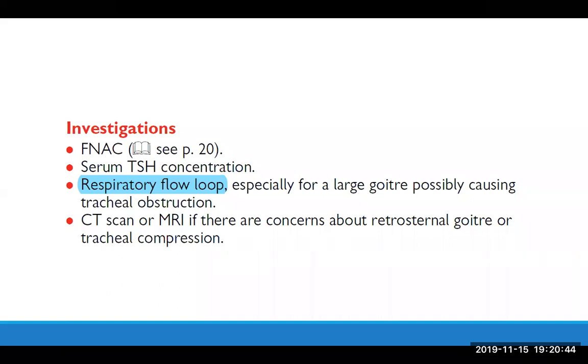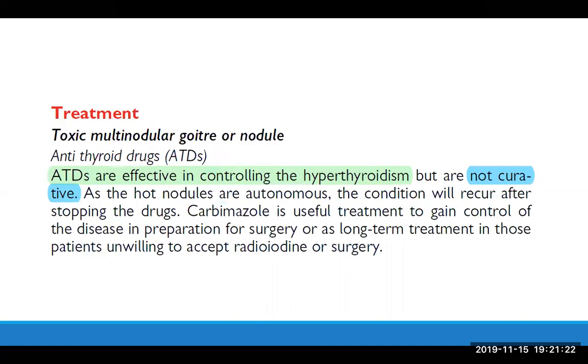Of course, fine needle aspiration biopsy is done according to the ultrasonographic pattern of the thyroid nodule. If it is a pure cyst, there is no role for fine needle aspiration biopsy. If it is U2, for example, no role for fine needle aspiration biopsy. But if it is U3 and more, we must do fine needle aspiration biopsy according to the nodule size. A respiratory flow loop, especially in large goiter, is mandatory to exclude tracheal compression or obstruction. And of course, CT scan and MRI are very important in retrosternal goiter for exclusion of tracheal compression.